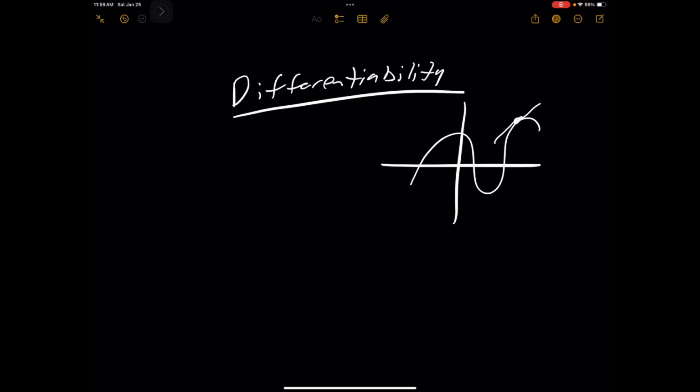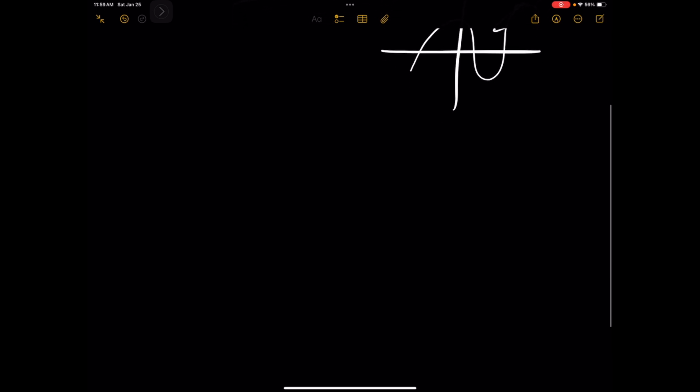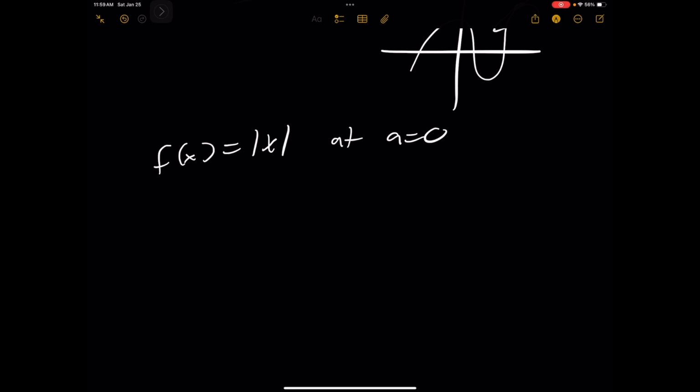I know that that slope exists, and it's the slope of the tangent line to that point. But what if we had a function like this one? What if we had f of x equals the absolute value of x? And let's say we wanted to look at a equals 0.